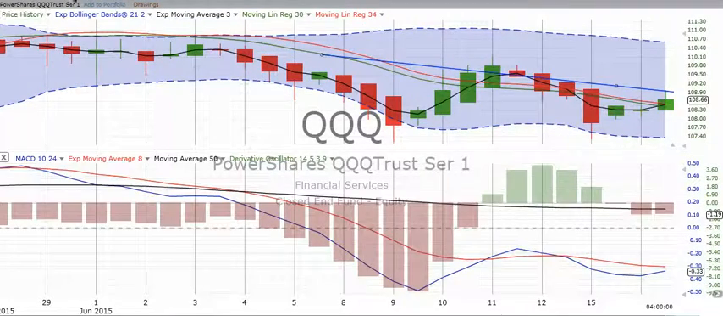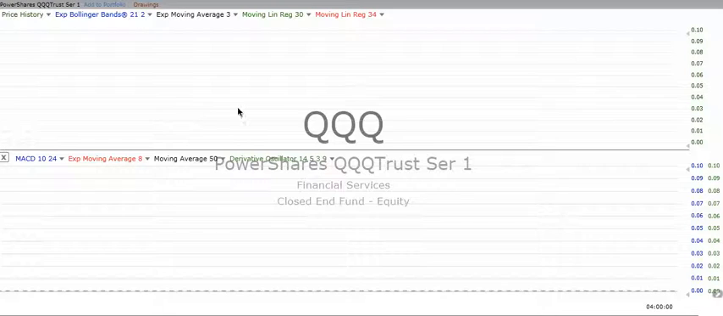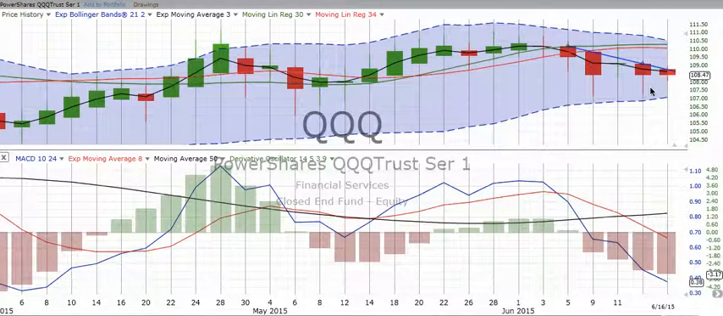Now let's take a look at the Qs. We'll range back out to 2 days on the Qs and take a look. Qs are down. Derivative oscillator heated up a little more. Still have a good distance between the signal line and the MACD going down. IYY is down, SPY is down, and the Qs, which is the NASDAQ 100, is down also.